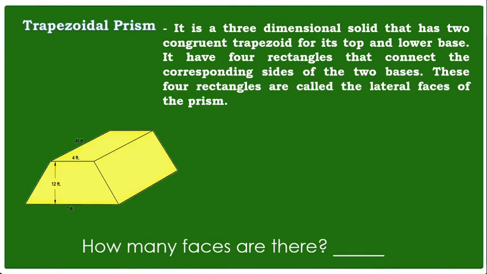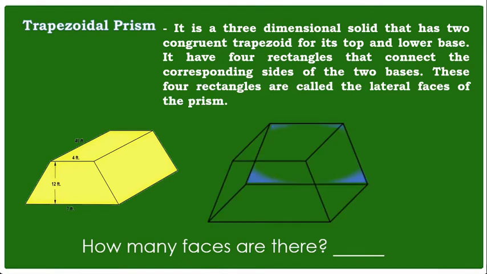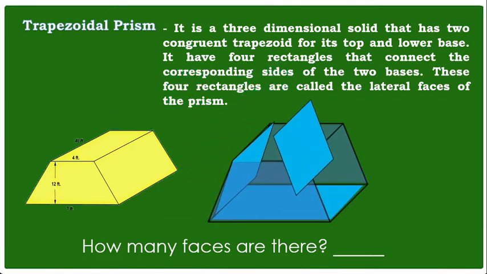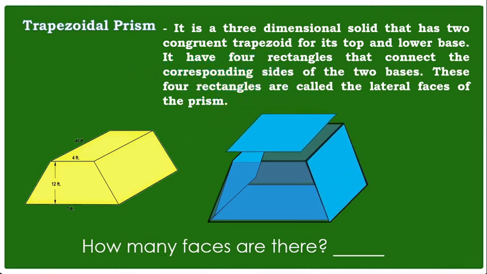Now, how many faces are there? Let's count. 1, 2, and these 2 faces are trapezoid shaped, and they can be the top and the lower base of this object. That's why it is named a trapezoidal prism. The next faces are 3, 4, 5, 6. Therefore, this trapezoidal prism has 6 faces.